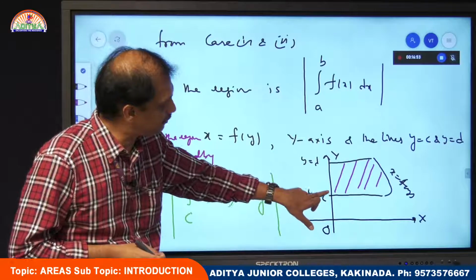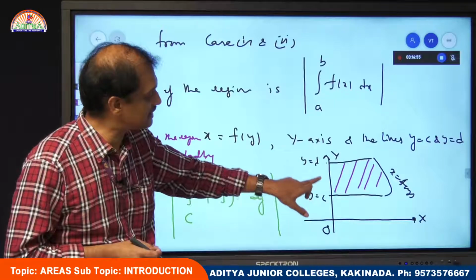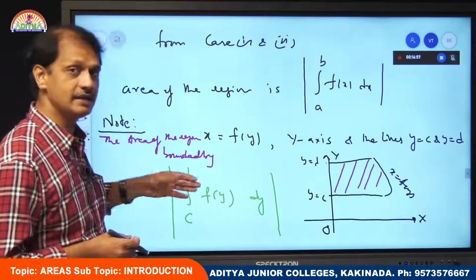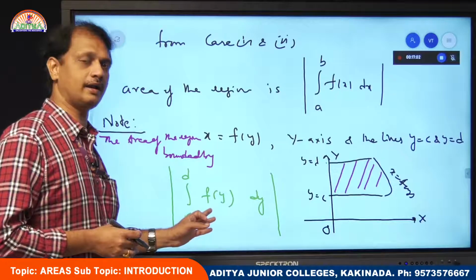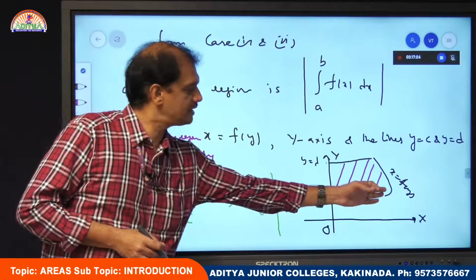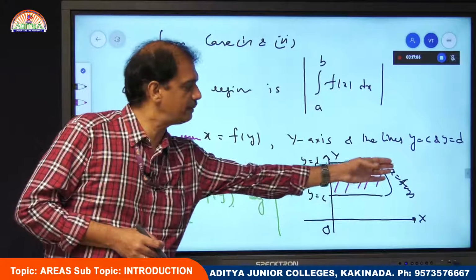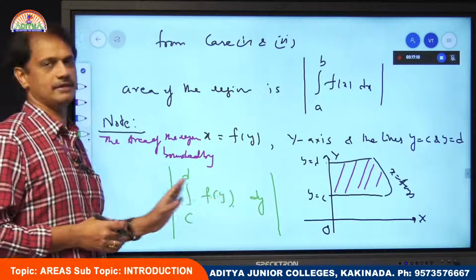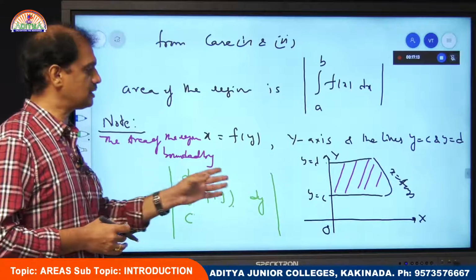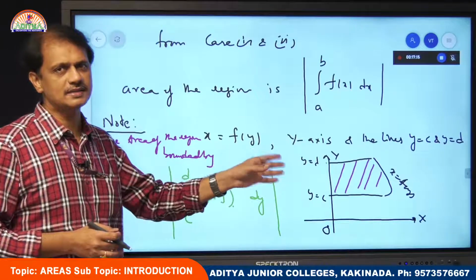Take summation of all function values from c to d. Since it is along the y-axis, you write dy. Now here the function which bounds the region is nothing but f of y. Therefore integral c to d f of y dy is our required answer. Whether you take modulus of y totally depends on the sign of f of y.